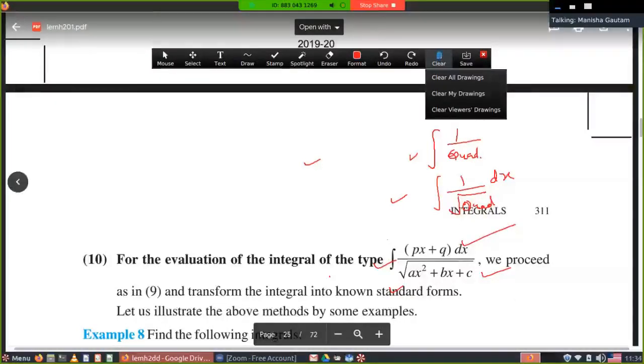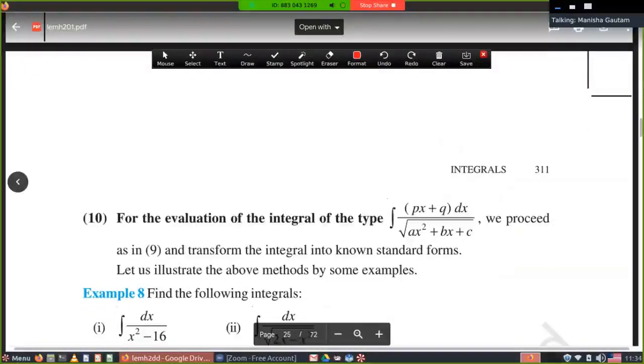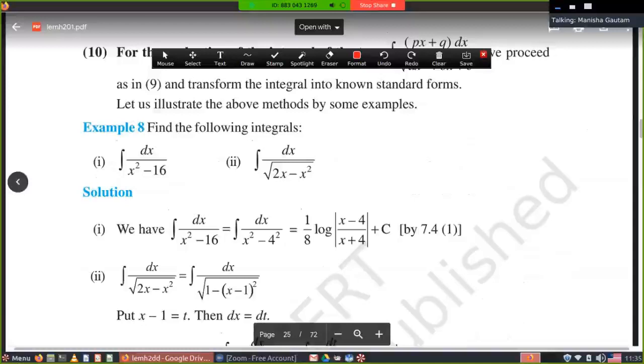Now here is an example. Let's do the example, example number 8. Example number 8 is integration of dx upon x square minus 16. You can write 16 as 4 square.